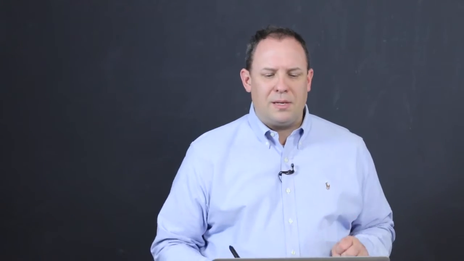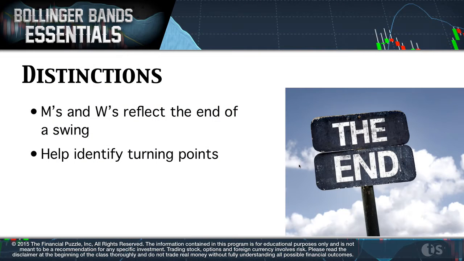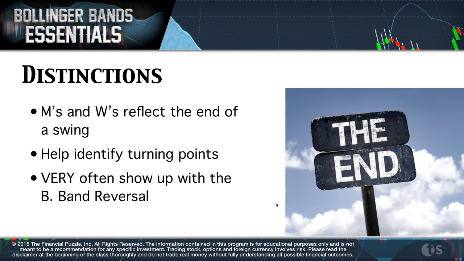As you're going to see here, let's make a couple of distinctions as we talk about the M's and the W's. First of all, M's and W's reflect the end of a swing. And so you're going to start to see these M's and W's, and what was usually a burst of energy, probably coming out of a squeeze, for example, has now turned into a brief moment of contraction or a brief moment of consolidation. Now that may lead to another squeeze, but not always. A lot of times it leads to some other formation. That's why it's valuable to recognize them here. So M's and W's help identify the turning points, and very often, of course, they're going to show up with the reversal pattern that we see with the Bollinger Bands as well.